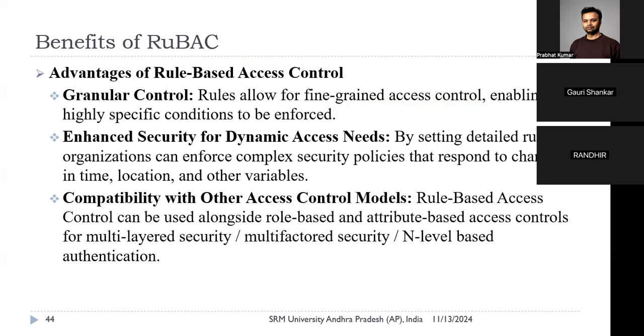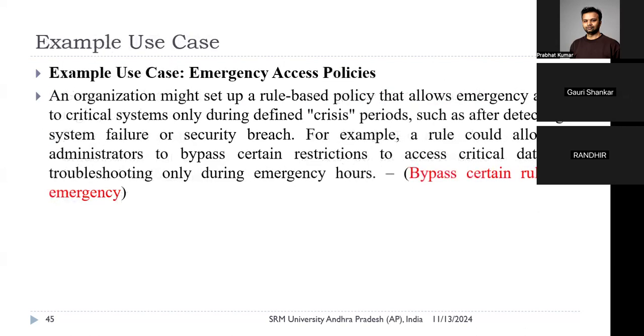As I told you, this can be used as a hybrid approach of access control. Whenever you are using role-based and attribute-based, you can say hybrid approach of access control. Even if you are using role-based, attribute-based, and rule-based, this can also be a hybrid approach. You can also make a hybrid approach of role-based and rule-based. So this can be used as a hybrid approach of access control model. In level of security, multi-layer security, multi-factor security, all these terms come under rule-based access control.